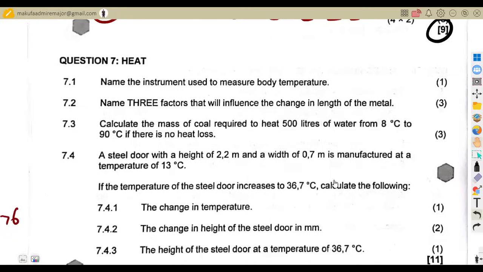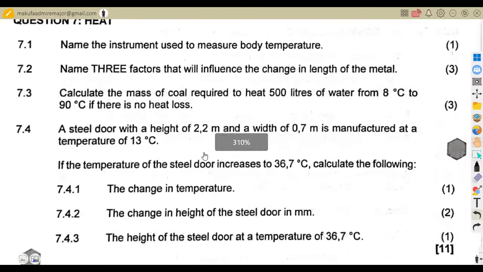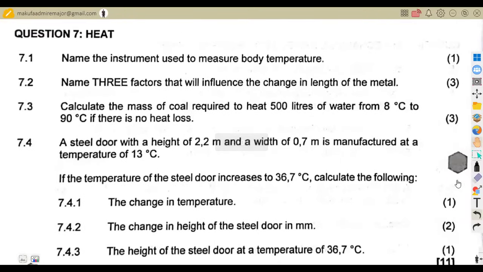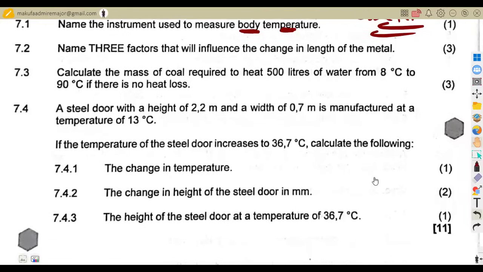Okay, then question number 7 was on heat. Name the instrument used to measure the body temperature. So we deal with what? A thermometer. A thermometer is the one used there to measure the body temperature.